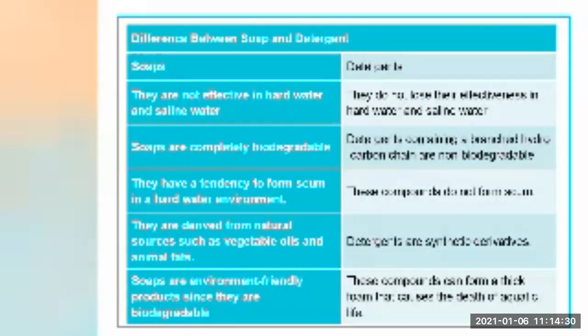Detergents contain branched hydrocarbon chains and are non-biodegradable. Now see, detergents contain what? They contain branched hydrocarbon chains and they are non-biodegradable. They do not decompose easily, hence they are harmful for the environment. Soaps have a tendency to form a scum in a hard water environment.